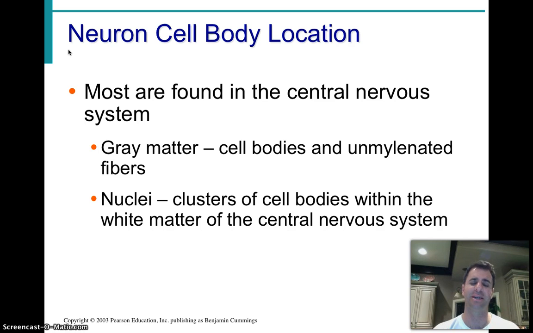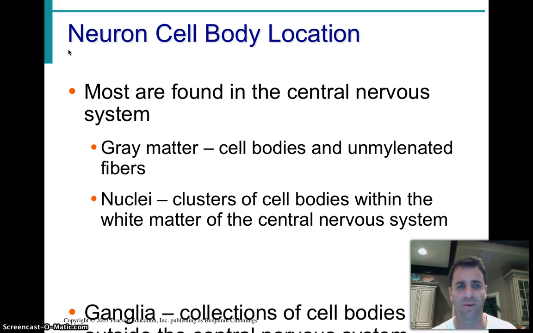There's also something that we call nuclei, which are still cell bodies, but these are cell bodies instead of in the gray matter of the brain or spinal cord. We find these cell bodies within the white matter of the central nervous system. So it's dots of gray found amongst the white.